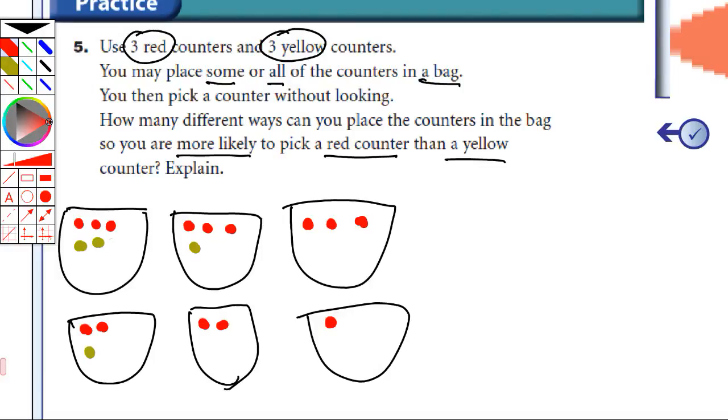And you can see that in each of these cases, you could write it out. You could say 3 red, 2 yellow; 3 red, 1 yellow; 3 red; 2 red, 1 yellow; 2 red; 1 red. In all of these cases, we have more reds than yellows. Any questions about this one?